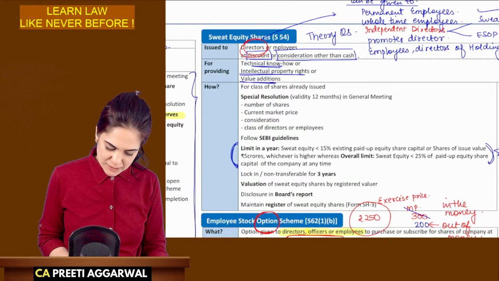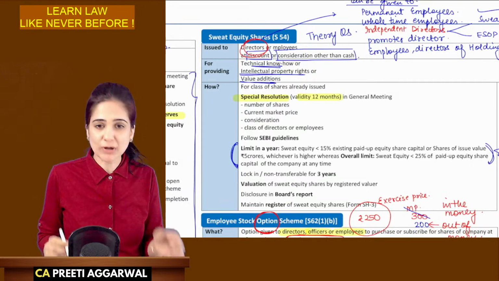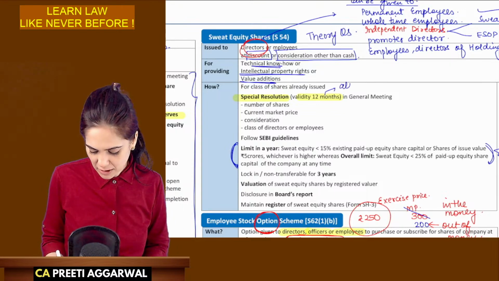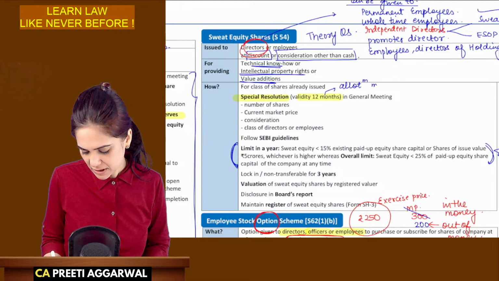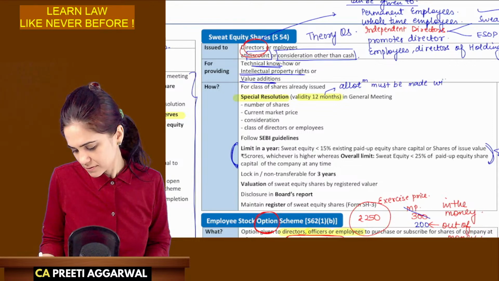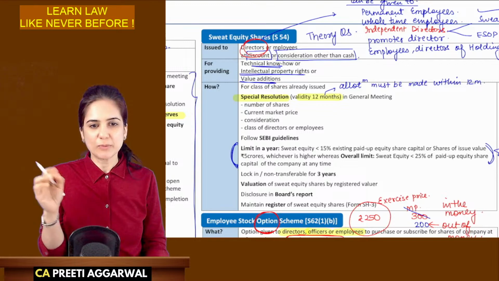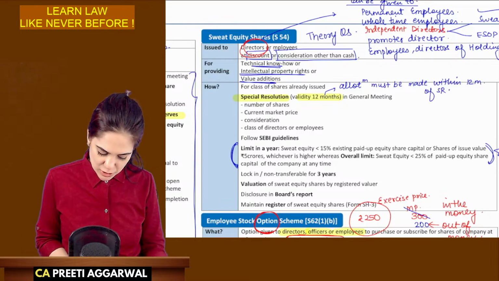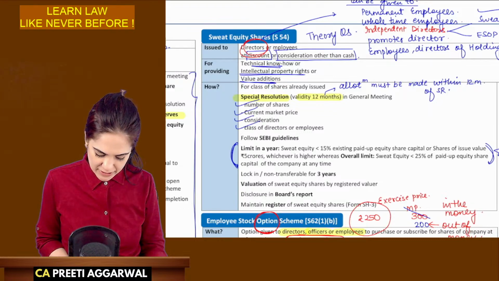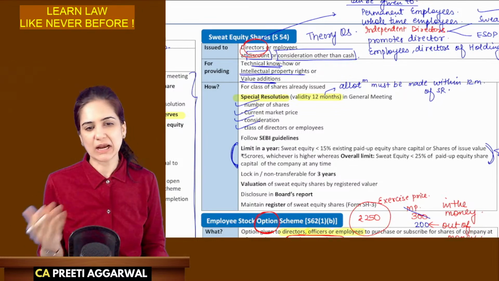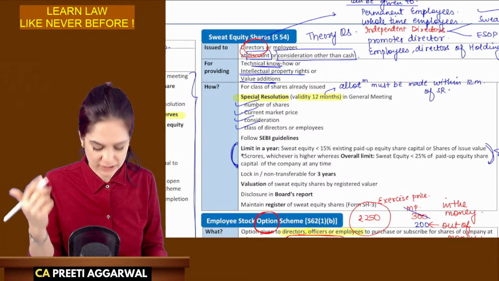Now, we need to pass a special resolution. The validity is 12 months. What is the meaning of validity is 12 months? It means that you must allot the sweat equity within 12 months of the special resolution. This resolution will specify the number of shares, the current market price, the consideration you have received, if any, and the class of directors or employees to whom you are offering these shares.